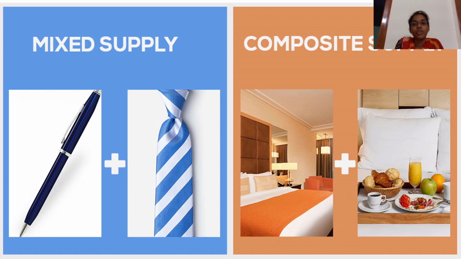So this is the case of composite supply, where one supply is the predominant one, where the accommodation is the predominant one, that we call the principal supply. The additional supplies provided can either be goods or services, and those are called ancillary ones.